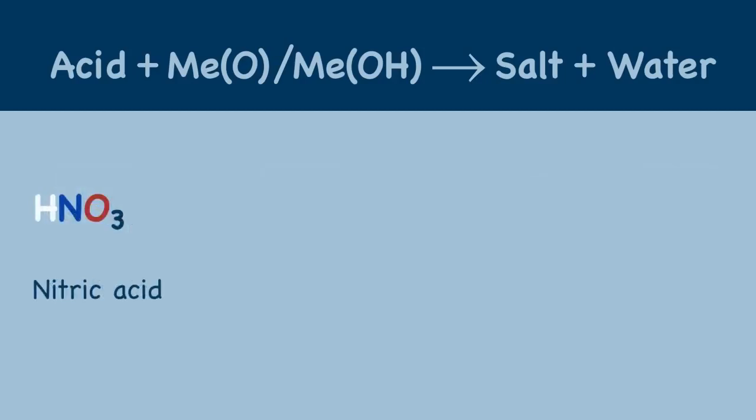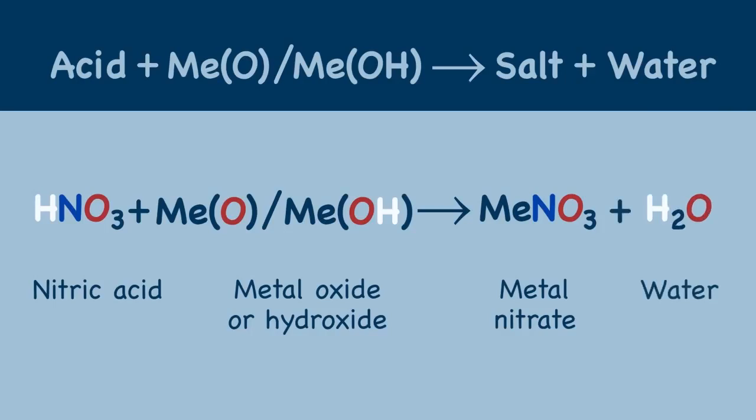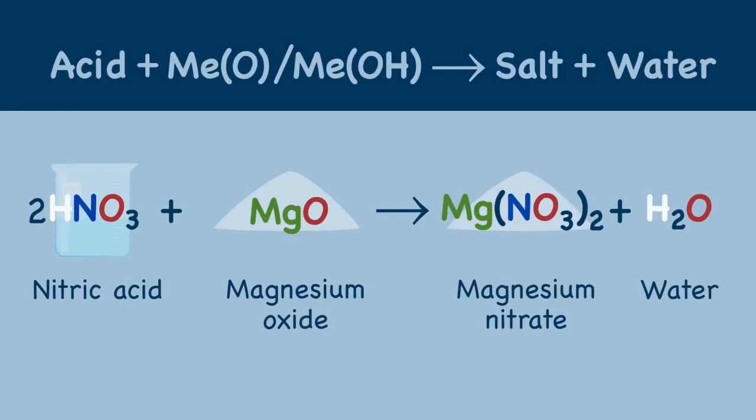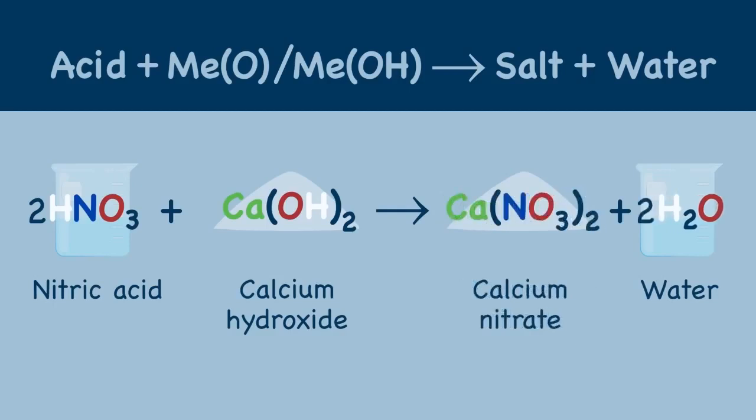Nitric acid also reacts with metal oxides and hydroxides. It will produce metal nitrates and water. Let's look at some reactions with nitric acid. Let's react nitric acid with magnesium oxide to produce magnesium nitrate and water. Whilst reacting nitric acid with calcium hydroxide, calcium nitrate and water are the products. Try to remember these combinations.